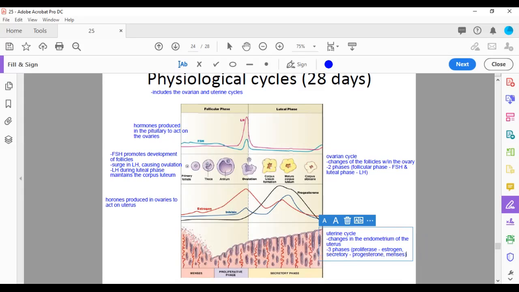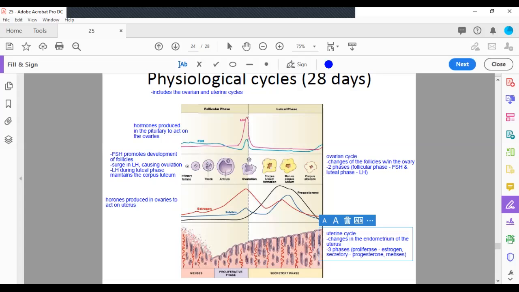So when you look at the uterine cycle, menses means period. During menses, the blood vessel is cut off, and for that reason the tissues die because there's no blood supply, and when they die, they are sloughed off. The bleeding that comes out is a result of the death of these tissues.